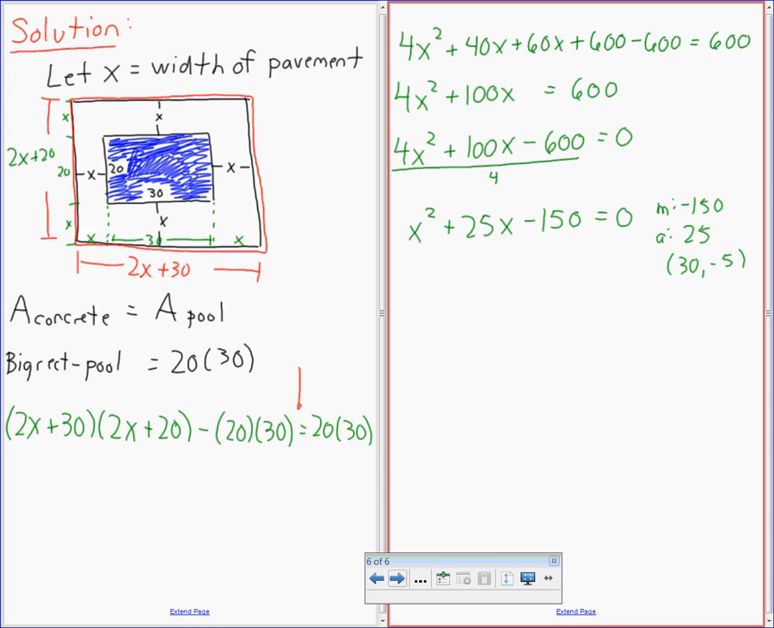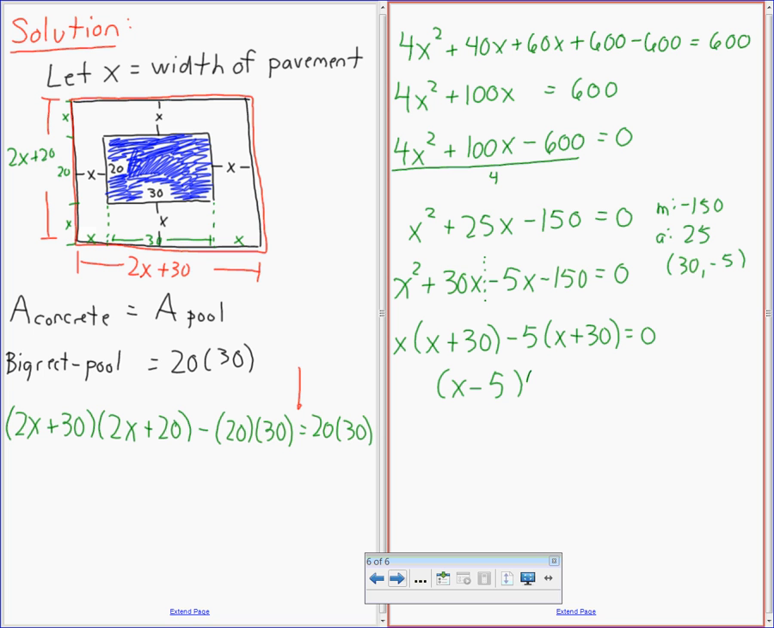Okay. So what's going to happen is I'm going to write that as x squared. And by the way, if you like the quadratic formula, you may certainly use it. I'm not going to stop you, but I'm going to factor this because I want to. Little dotted line goes down in the middle. There's an x on the left, and x plus 30 and minus 5. And that's going to change into x minus 5 and x plus 30 equals 0. Therefore, x equals 5 or x equals negative 30.